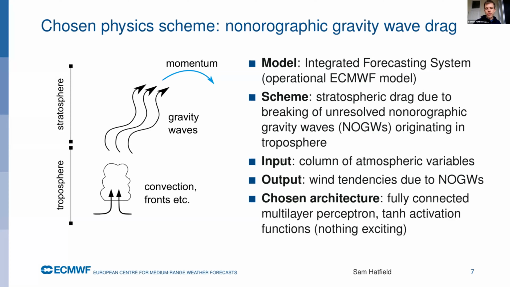So the input to my neural network would be a column of atmospheric state vectors, prognostic variables at a particular lat-long location. And the output will be wind tendencies due to these unresolved breaking of gravity waves. The neural network architecture here will be very, very simple. I've just done a fully connected multi-layer perceptron with hyperbolic tangent activation functions. And this was provided by Matt Chantry at Oxford, who's been looking into emulation independently of me. So it's a very simple neural network with no convolution or anything like that.